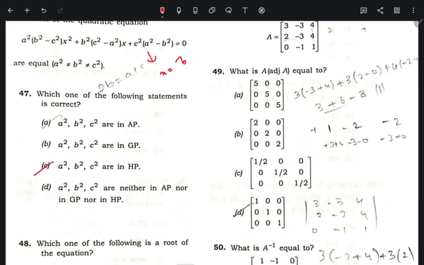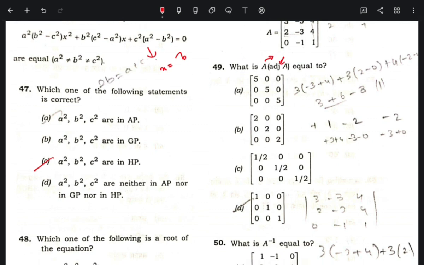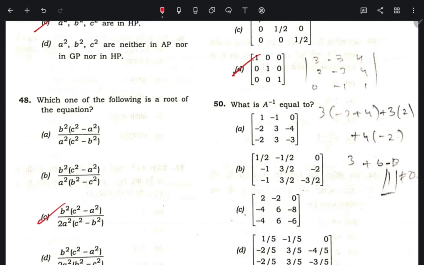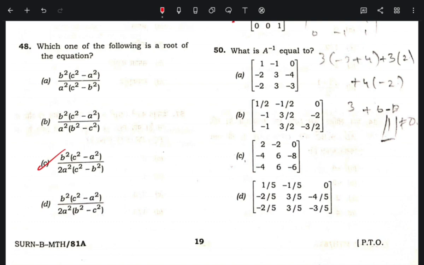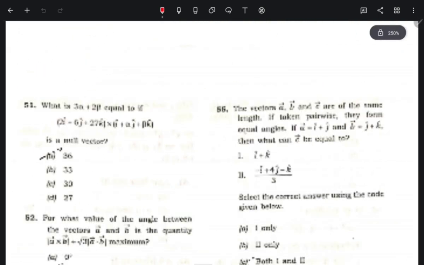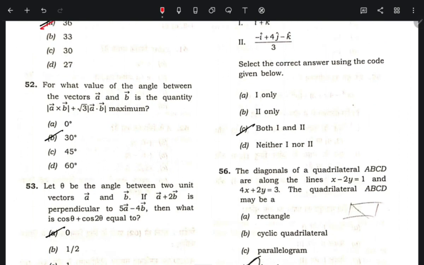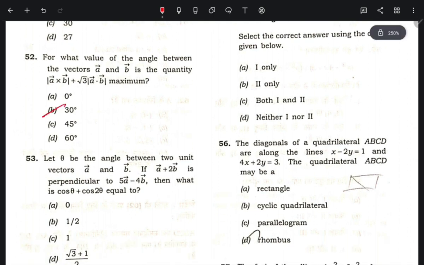49, again, so adjoint of A, what is the formula for A into adjoint of A? So find the adjoint of A, multiply with A and adjoint of A. If you multiply again, so direct problem, you'll get D. 50, you'll get A. So just finding the A inverse, right? 51 again is, this will be A, direct formula. Then 52, you'll get B, right, direct formula.